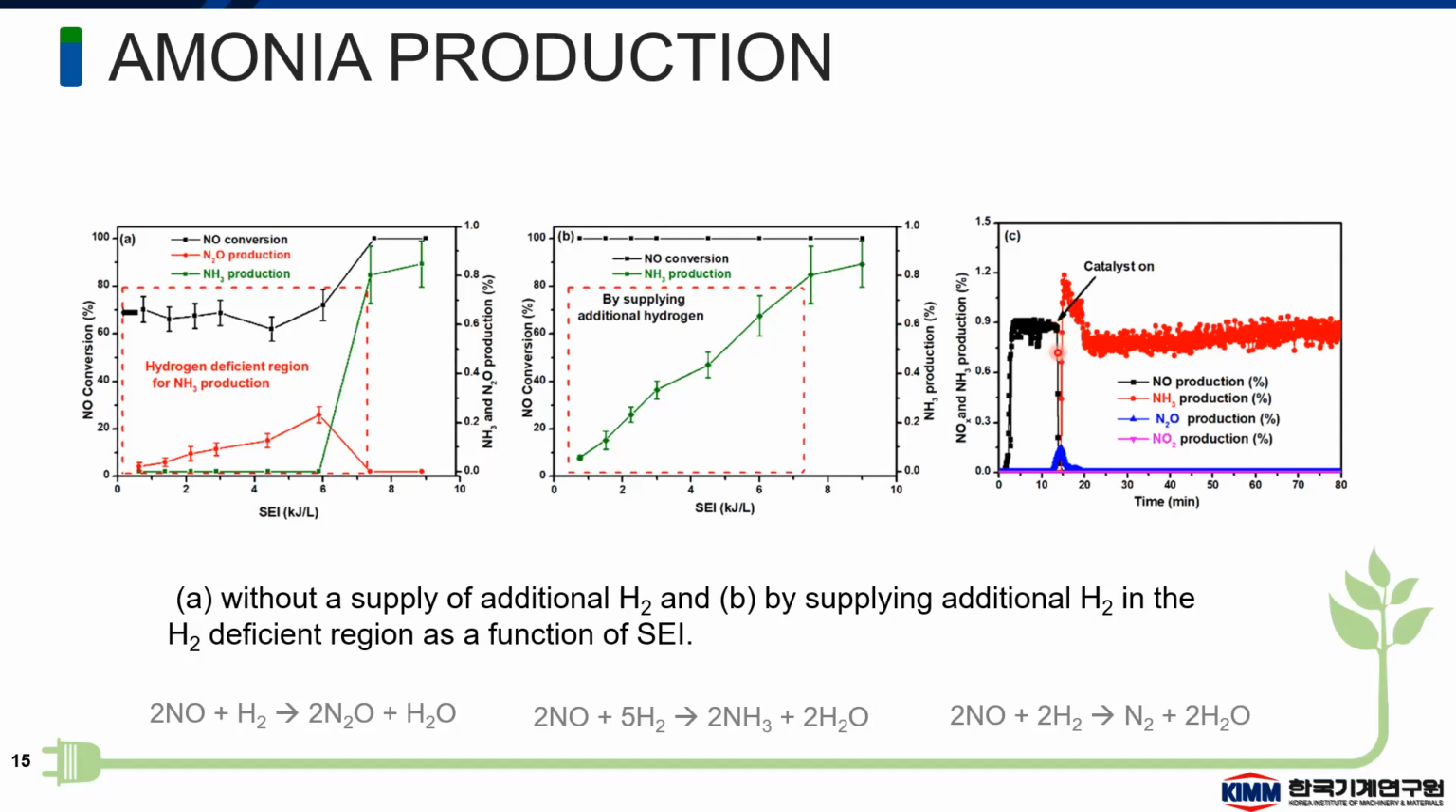When we turned on the catalyst part, at the start we got a small amount of N2O, and in a few minutes production of N2O also became zero and ammonia production started. And it continued. We checked this up to 80 minutes, and ammonia production is very uniform.